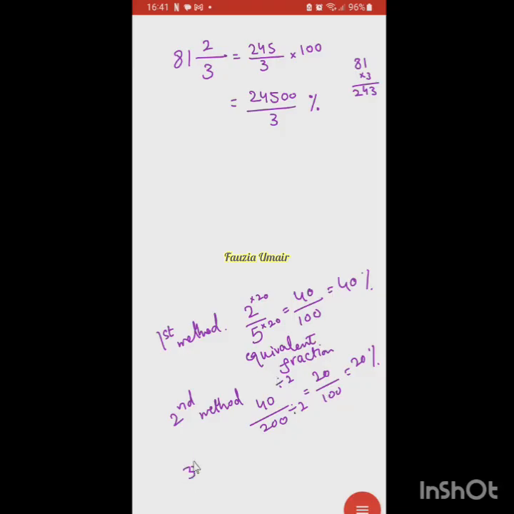Now the third method is for a fraction where you cannot apply method 1 or 2. For example, the fraction 2 by 3. I cannot make 300 because 3 is not a factor of 100, and I cannot divide also because there is no common factor. So what to do? In this situation, you need to multiply this fraction with 100, only with the numerator. So this will be 200 by 3. Ma'am, can I speak? Yes. Ma'am, here we followed the third method because 3 is not a factor of 100. That's right, very good.